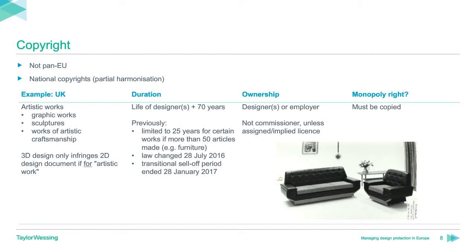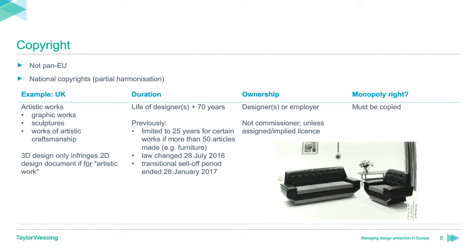Same rules on ownership. You must show copying, and here on the slide is an example from one of the most famous UK cases on this issue, where the furniture that you see was held not to be a work of artistic craftsmanship and therefore not protected by copyright. Another famous example in the UK being the stormtrooper helmets, which were held not to be sculptures for copyright purposes.